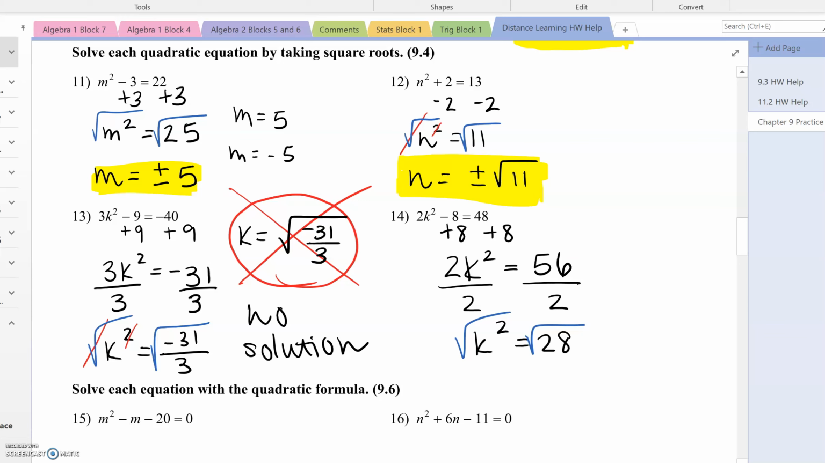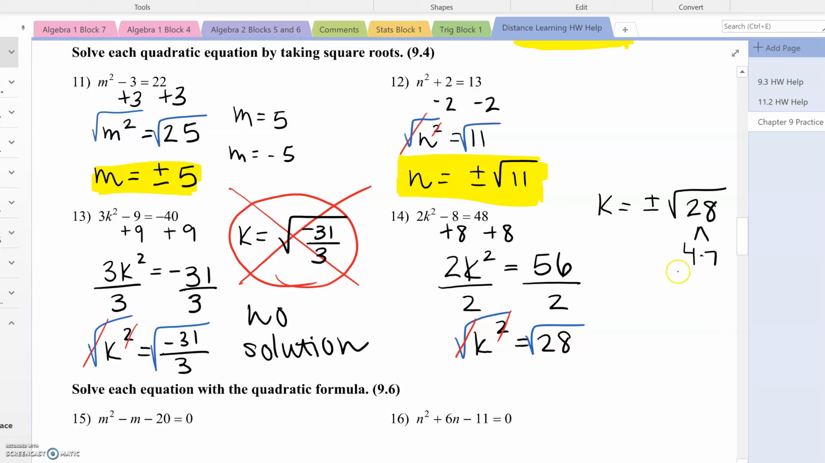We're going to take the square root. Remember, the square root and the squared cancel each other out. So I get that k equals plus or minus the square root of 28. But let's think about 28. Are there any perfect squares inside of 28? I'm thinking 4 times 7. All the 4s in here, those have been all the perfect squares in this practice test.